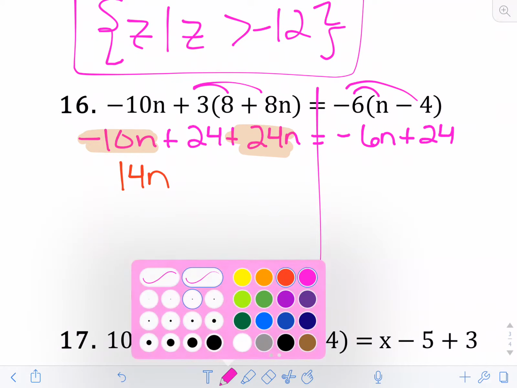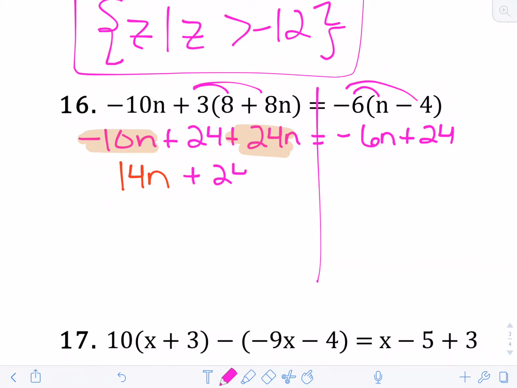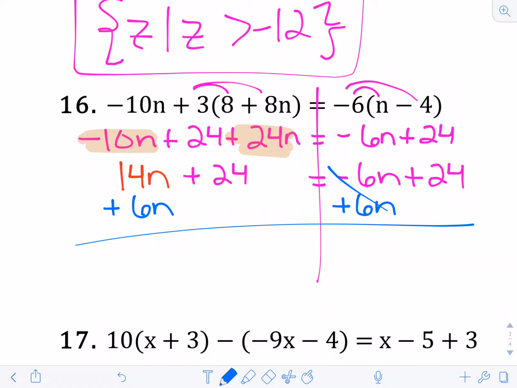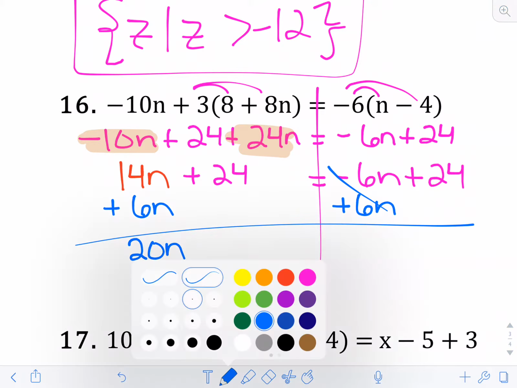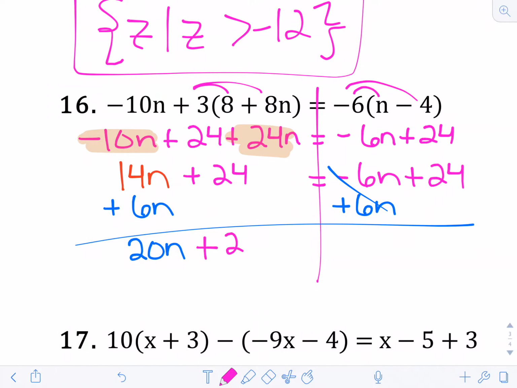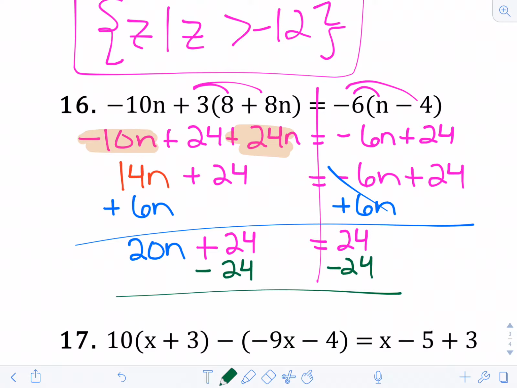Okay, so I still have plus 24 is equal to negative 6n plus 24. Okay, I'm going to go ahead and get my n's on the same side. So to do that, I'm going to add this 6 in because I don't like negatives. So I'm going to add 6 in here. 14 and 6 that'll give me 20n, and I still have plus 24 is equal to 24. And then I'm going to go ahead and get 24 to move, so I'm going to subtract it. And when you do that, you still have 20n is equal to 24 minus 24 is 0.